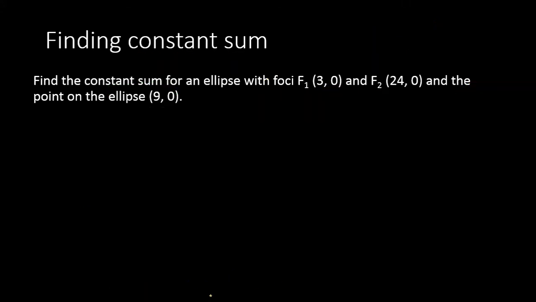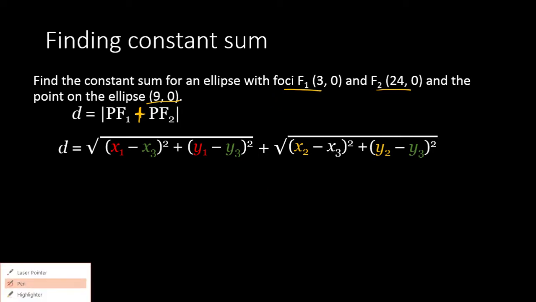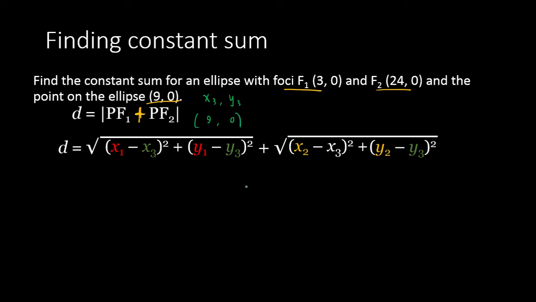Let's practice again. All right, so constant sum, this should be a plus sign. Here is our formula. Let's get to work. We're given focus 1, focus 2, point on the ellipse. Now, remember the point on the ellipse must be assigned to x3, y3. So x3, y3 must be 9, 0.